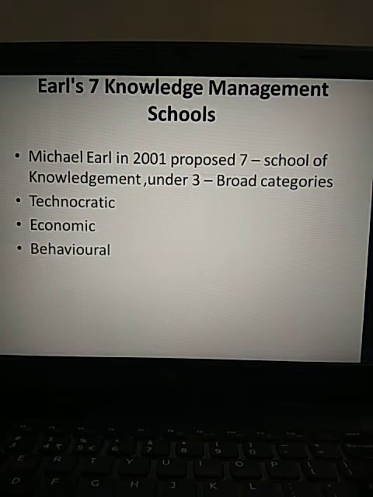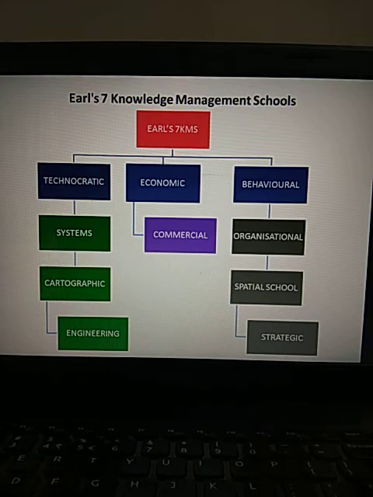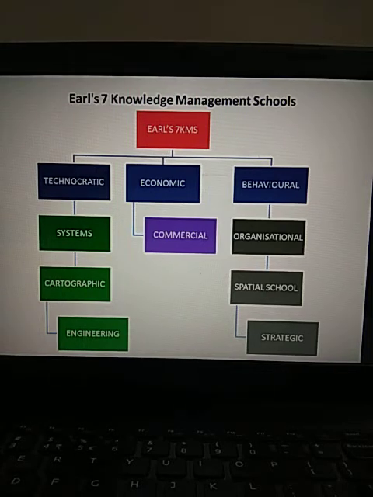So if you put it all in a comparative diagram, in a tree structure, it is going to be like this. All of you carefully observe. EARL'S 7 knowledge management schools. KMS means knowledge management schools. So what is the broad categorization? Technocratic, economic, behavioral, in the blue color boxes. In the first blue box, the categorization is systems, cartographic, engineering. Under the middle blue box, commercialization. In the last blue box, what you find? Organizational, spatial and the strategic schools.